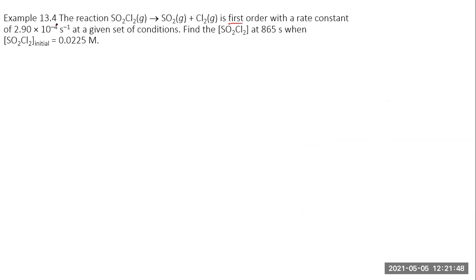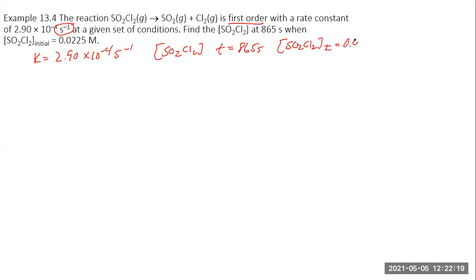It was first order, but we could really determine that from the units that we see with the rate constant, which means we have a rate constant of 2.9 times 10 to the minus 4 reciprocal seconds. Again, those units telling us it's first order. We're looking for the final concentration. We already know 865 is going to be our time, and we know the initial concentration here, 0.0225 molar. So again, we will use our first order equation here.